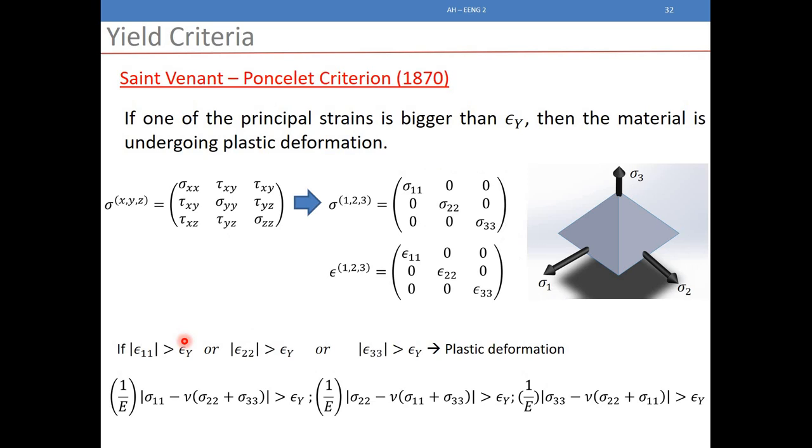Another criterion was proposed by Saint-Venant and Poncelet, also in the 1800s. They said instead of using the principal stresses, we need to find the principal strains. We compare the three principal strains to the strain corresponding to the yield point. If the strain is greater than the yield strain, we have plastic deformation. This is very similar to the previous one, but here they proposed using the strain instead of the stress. If I have the stress, we know how to calculate the strain using Young's modulus of elasticity and the Poisson ratio. So this is the second criterion that was proposed.